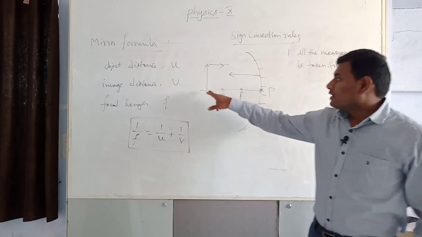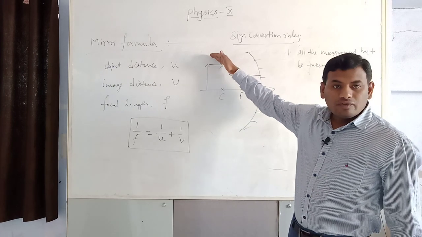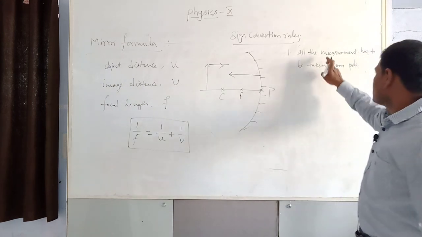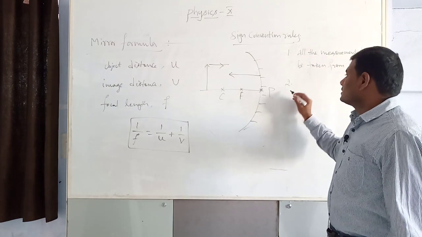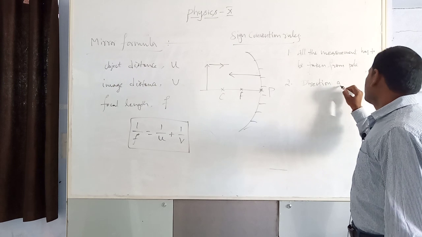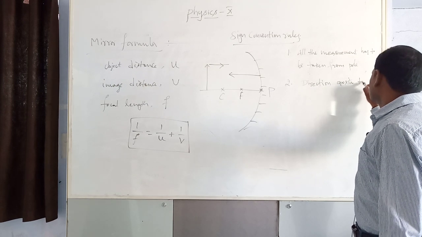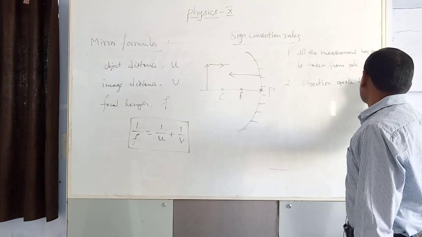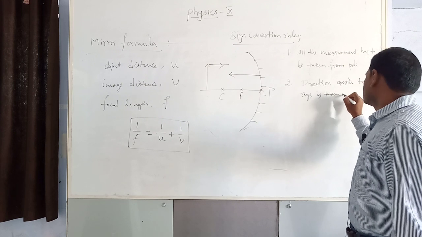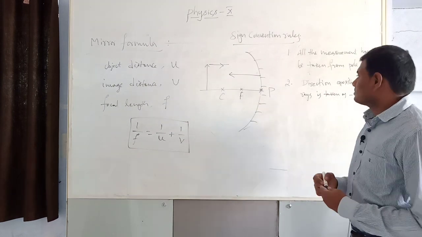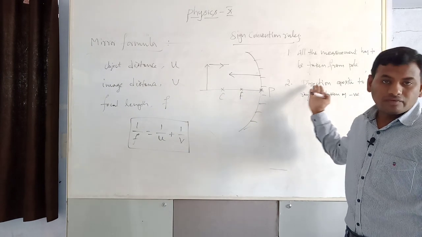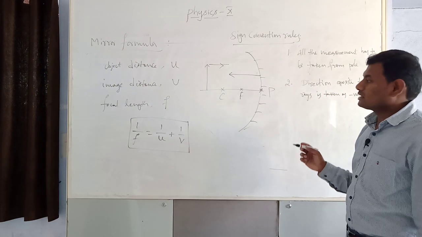And also, when the object is above the principal axis, we will take that as positive value, and when it is below the principal axis, we will take that as a negative value. So first, all the measurements have to be taken from the pole, and second, the direction opposite to incident rays is taken as negative. So if the direction of the measurement is in the same direction as that of incident rays, we will take that as positive. If it is opposite in direction, we will take that as negative.